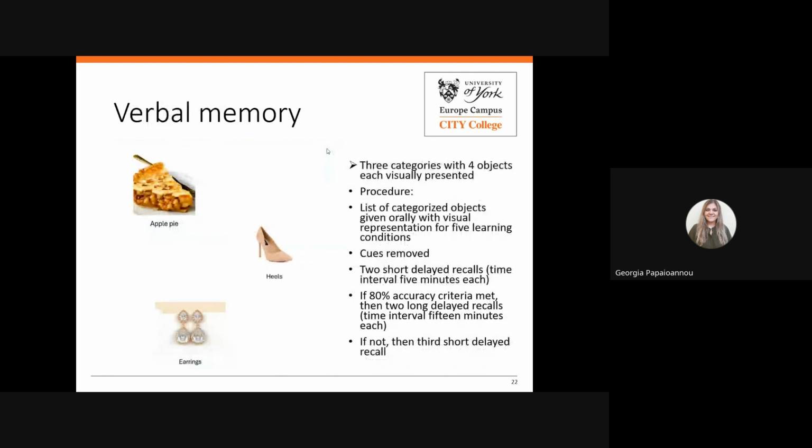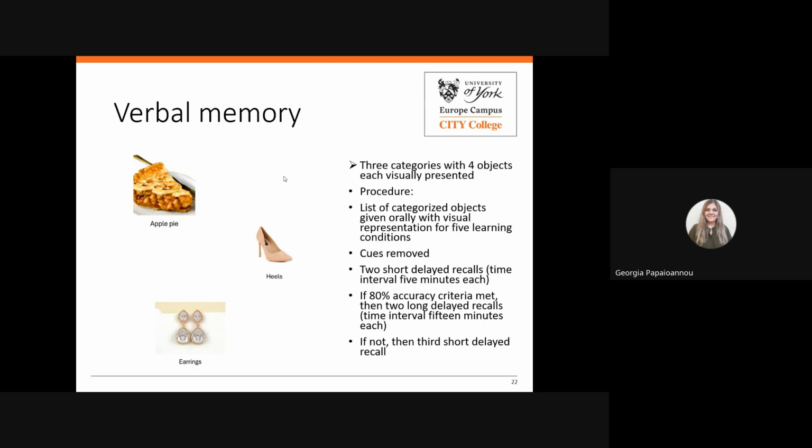We also have the verbal memory tasks. So, for example, we have 3 categories with 4 objects each that is visually presented to the patient. So we have lists of categorized objects that we give orally with visual representations for 5 learning conditions. Here I have an example of an object from each category that was given for this patient.